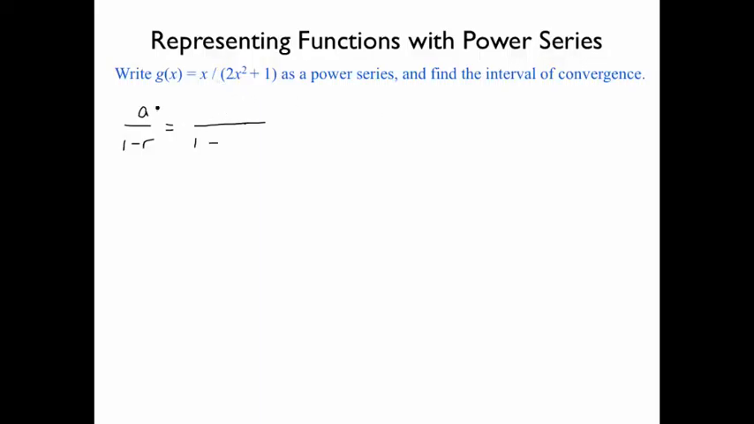So what is a? Too easy, right? x. What is r? If it's a over 1 minus r, and we have 2x squared plus 1, that's 1 minus what? We want negative 2x squared. That's it.